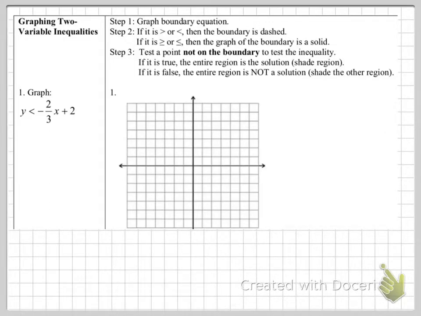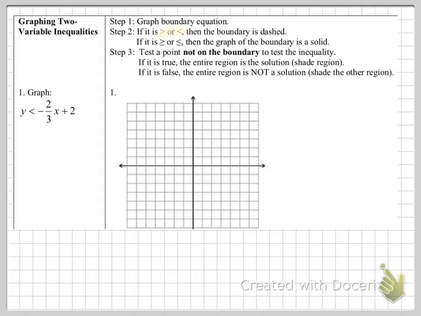Okay, graphing two variable inequalities. So last time it was just x. Clearly this time we have y in it also. Remember, if it has the equal to bar or not is important. On a number line, if it doesn't have the equal to line, it was hollow because it wasn't included.